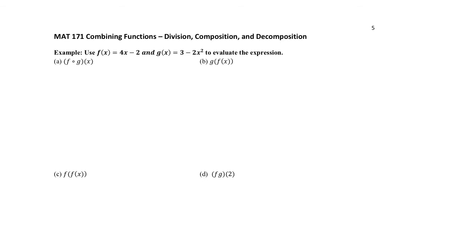If we were in class together, I would ask you to work this first example where f of x is equal to 4x minus 2 and g of x equals 3 minus 2x squared, and evaluate each of the expressions below. So I'd like you to pause the video here, work A, B, C, and D, and then come back and check your work.